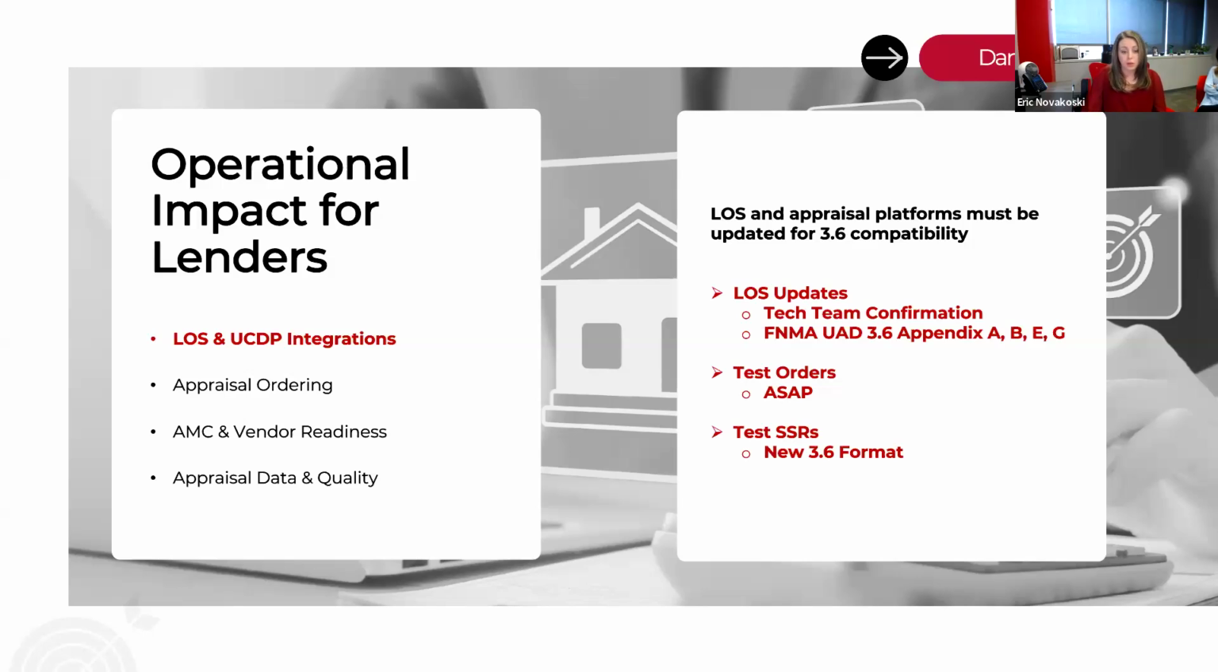Now, the UCDP, the Uniform Collateral Data Portal, which processes SSR submission summary reports, also required updates in order to accommodate the changes that come along with UAD 3.6. Those updates have been completed, and you should not have to re-enter seller numbers or any other information if you're already set up to submit with UCDP. If you have a 3.6 test order to work with, submit that to UCDP to ensure it goes through and to ensure that your system can receive and properly analyze the newly formatted 3.6 SSR that would come back.